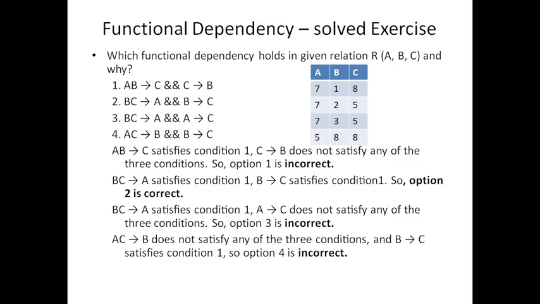Next we move on to option 4, AC determines B. The combination of AC is not unique, so the first part itself fails, so option 4 is also invalid. So the answer is option 2.